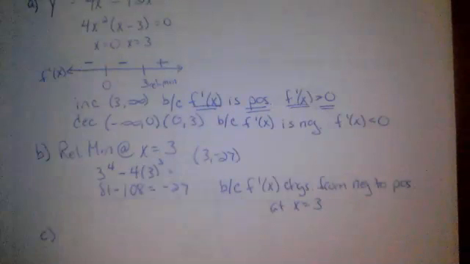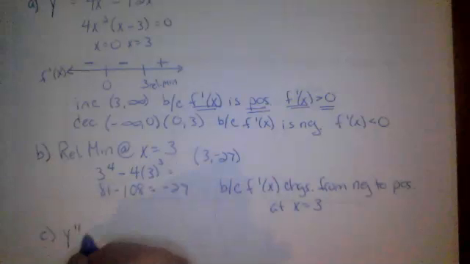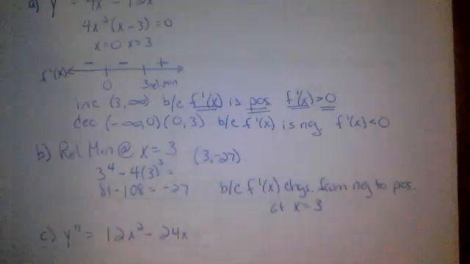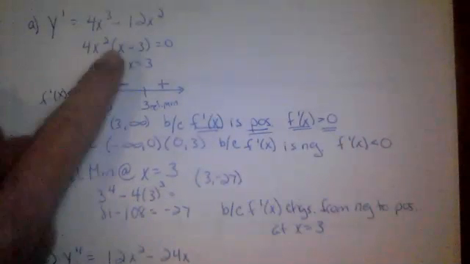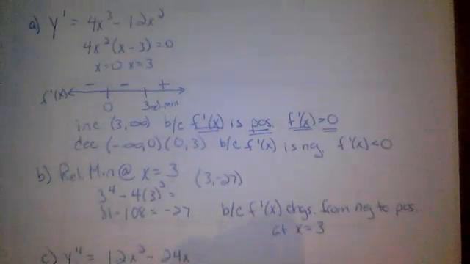C wants us to do intervals of concavity. So for intervals of concavity, we need our second derivative. So the second derivative is going to be 12x squared minus 24x. I just take the derivative of what I had right here. So I also need to find my possible points of inflection the same way I did my critical numbers. I'm going to set this equal to 0. So I can factor the 12x out, leaves me with x minus 2. Set that equal to 0, get x is 0, and x is 2.